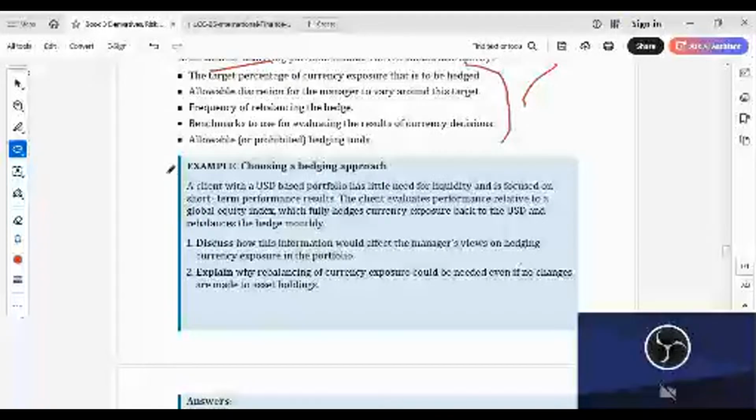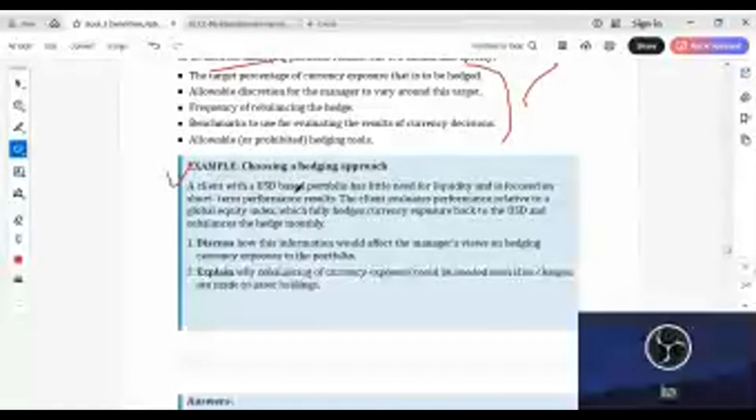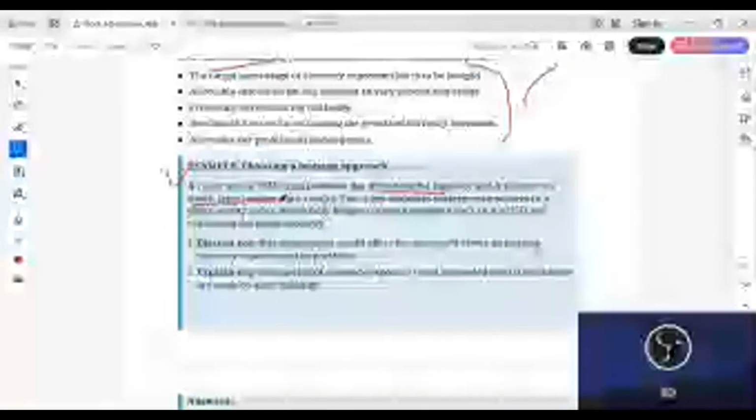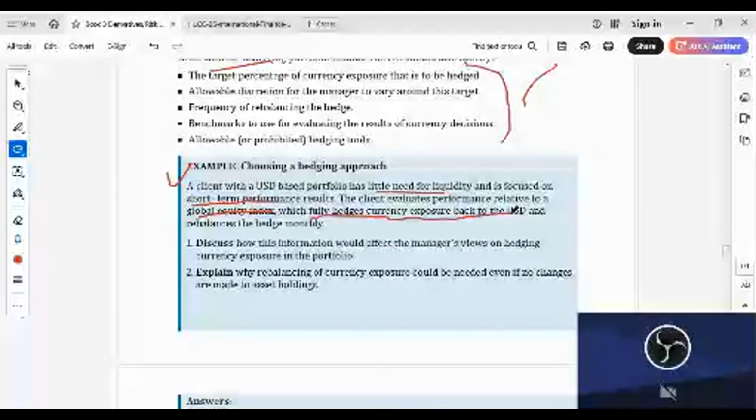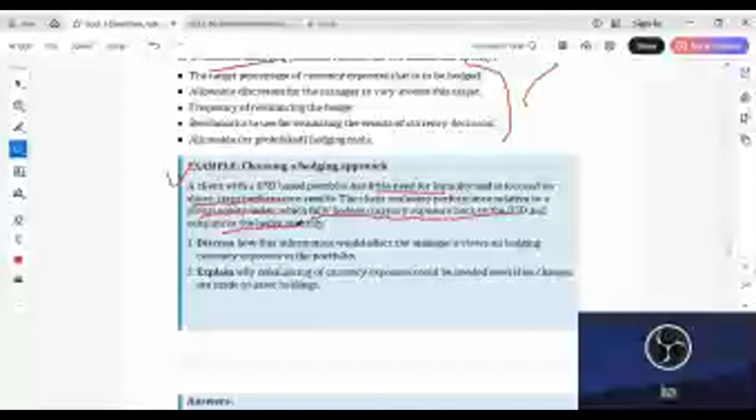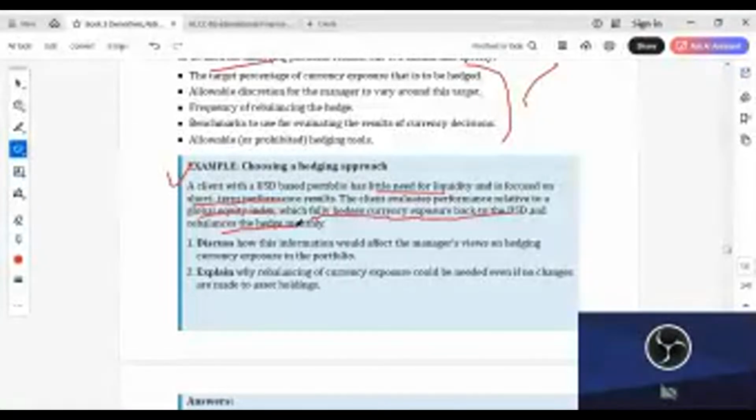Okay, go through this example. A USD based portfolio has little need for liquidity and is focused on short term performance results. The client evaluates performance relative to a global equity index which fully hedges currency and rebalances monthly. Discuss the manager's views on hedging currency exposure in the portfolio.